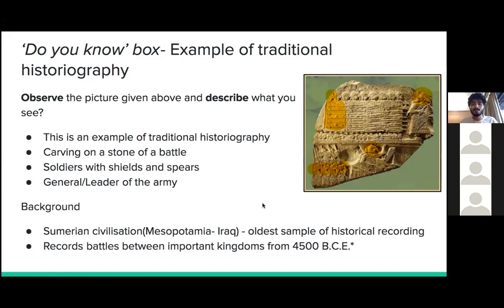So fairly simple. You need to describe what you see in the picture, and then you need to know that this is the oldest recording of history. It is from the Sumerian civilization, and it shows us the record of the battles between kingdoms from 4500 BCE, right? If I should go ahead, then please send a yes in the chat box.